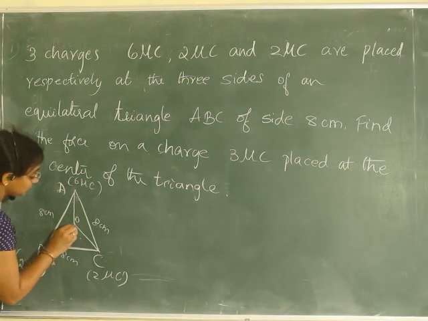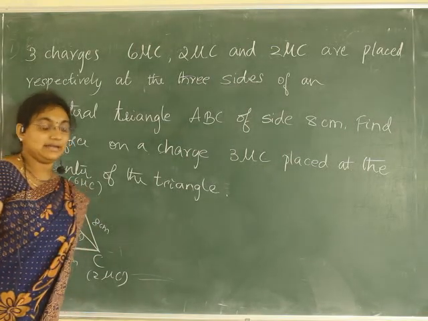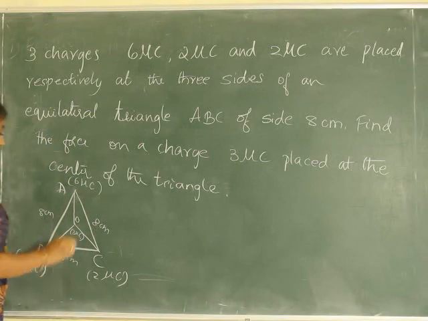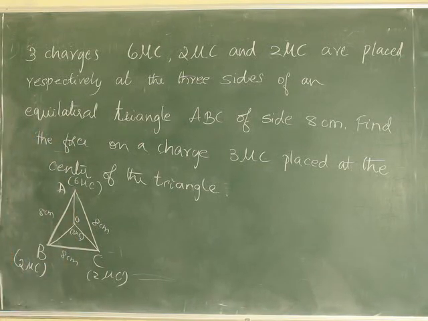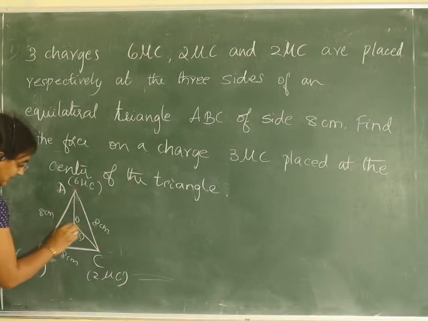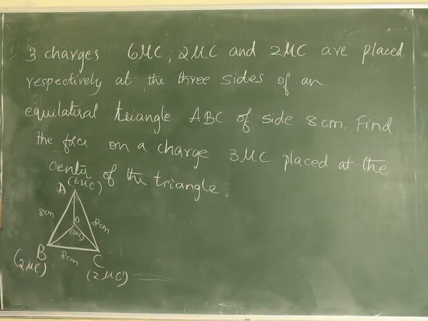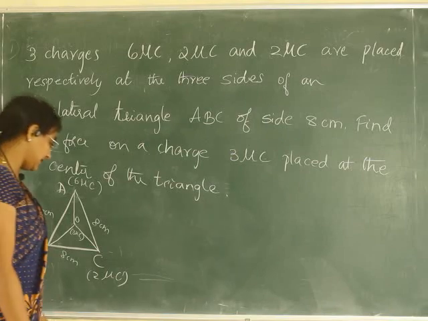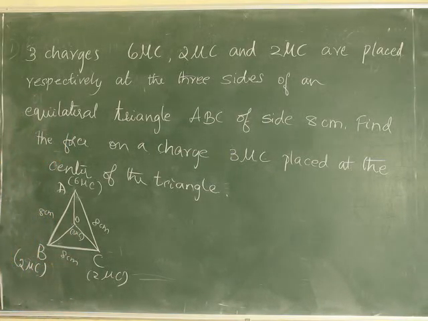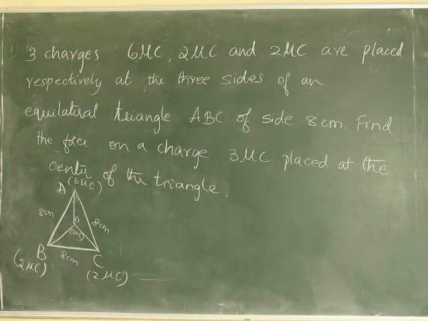On the charge 3 microcoulomb. So this is our diagram. At the center, what is the force acting on the 3 microcoulomb charge? We know this and this, but we don't know what this length is. Let us find this length first. If we find this distance, then further it is easy. How to find this distance? Is it difficult? Help me. Let me use color chalk.